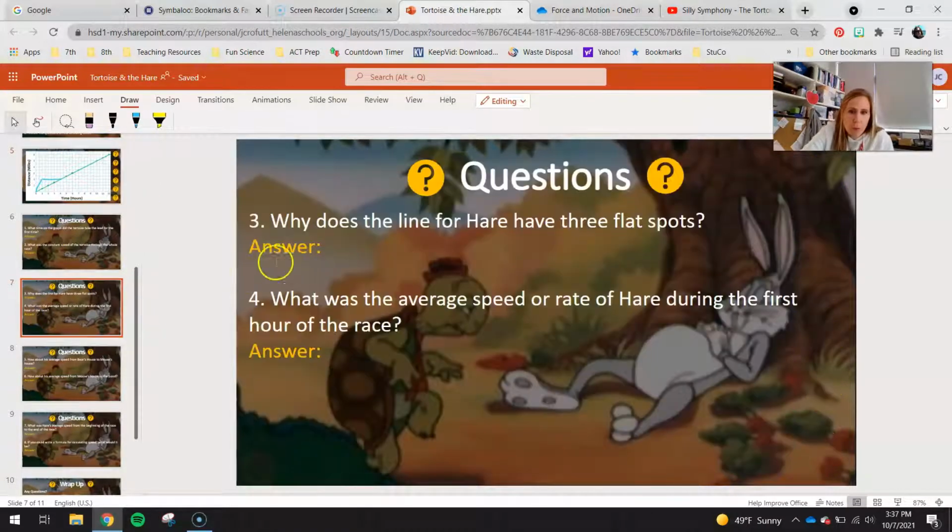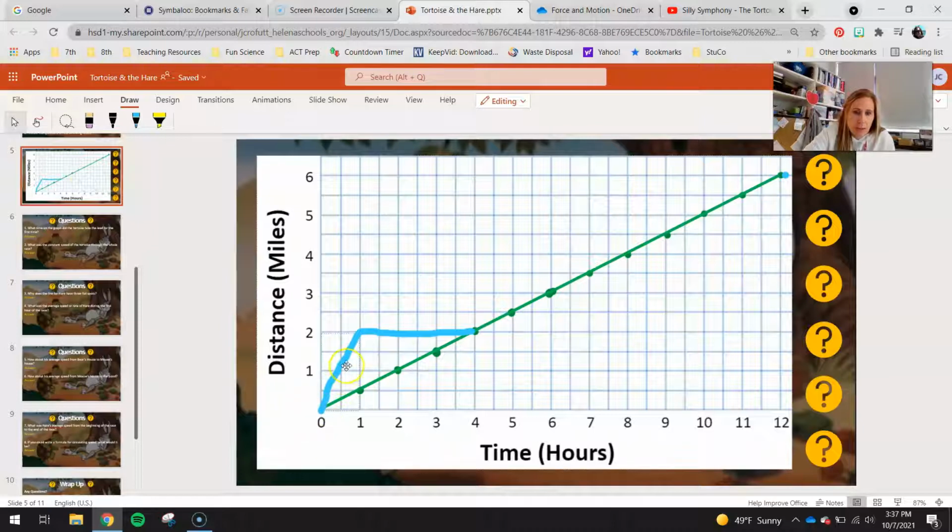Okay, question 4, what was the average speed or the rate of the Hare during the first hour of the race? So if we just look at his first hour, looks like he ran 2 miles in 1 hour. So what's his speed? Okay, we measure speed for what you guys know in miles per hour for right now. It's going to look a little bit different for velocity.